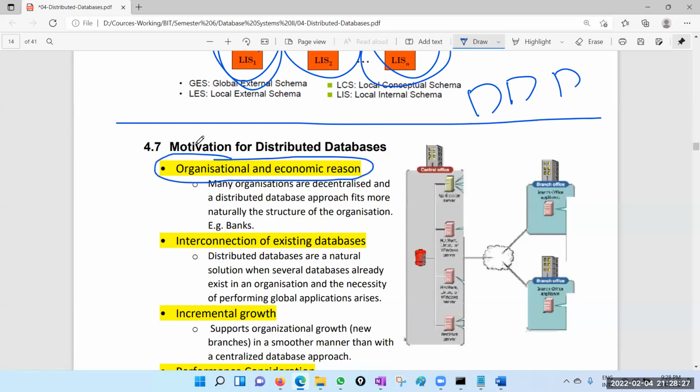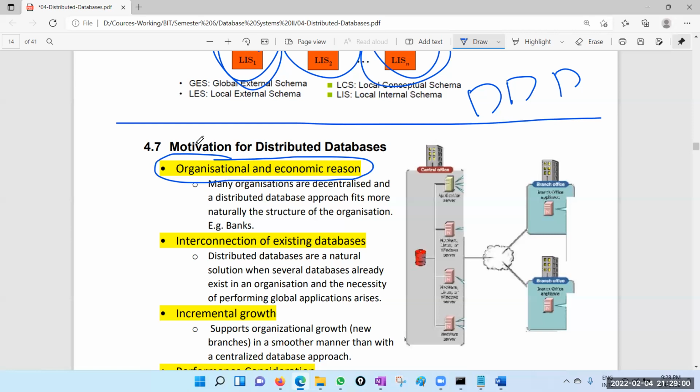When your organization is distributed, for example, if you take a supermarket, say Food City, now we have Food City supermarkets all over the country. So what is the best approach? All the supermarkets connect to a head office database, or the database is distributed. This database is distributed.